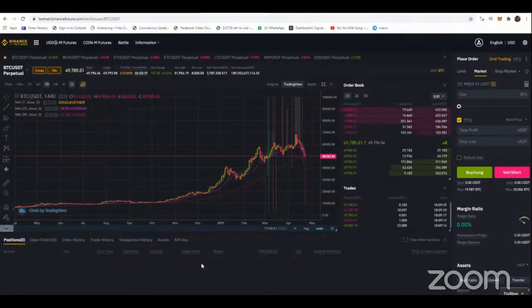Now if you have selected the hedge mode, it is not going to close it. You're going to have two positions right here, one for buy and one for sell. But because you are on a one-way mode, by the time you take the opposite direction with exactly the same contract size, it's going to automatically close your position.